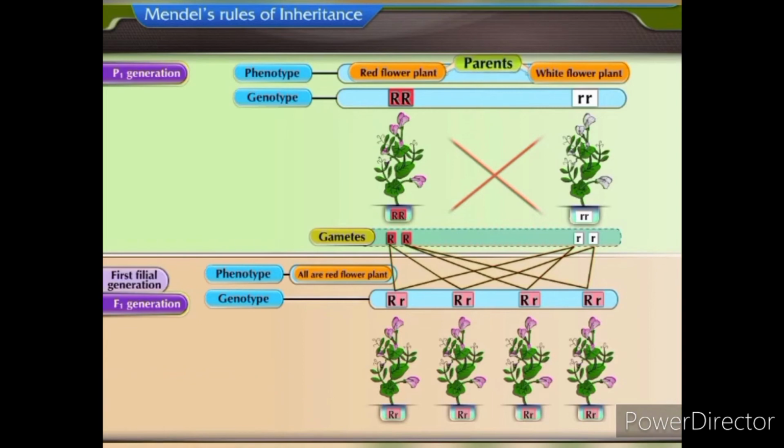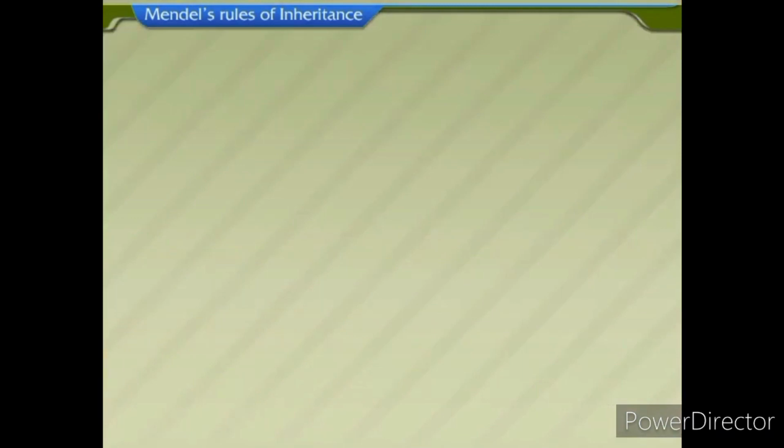That is, when parents having genotype small r small r are crossed with parents having genotype capital R capital R, two types of gametes are produced, namely capital R and small r. By the combination of gametes, we get F1 generation of plants with genotype capital R, small r. The first filial generation, F1.